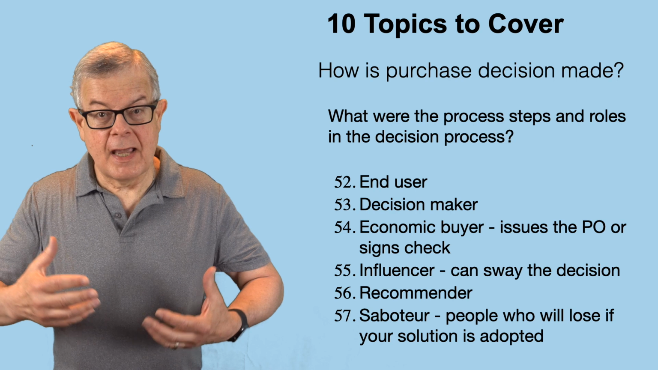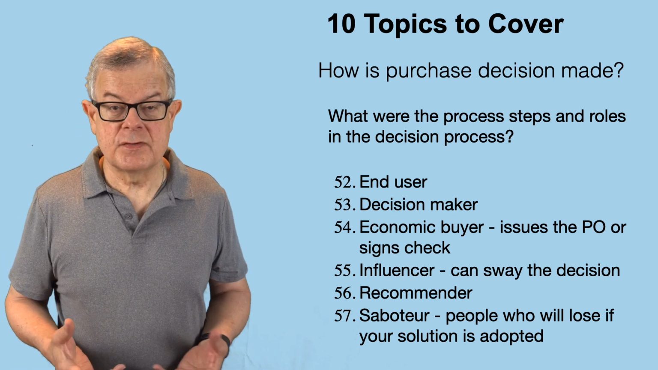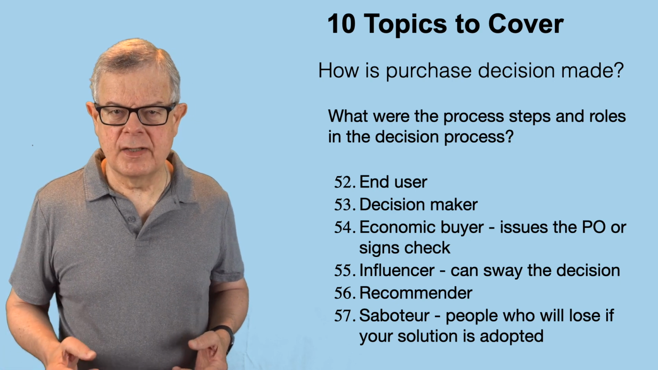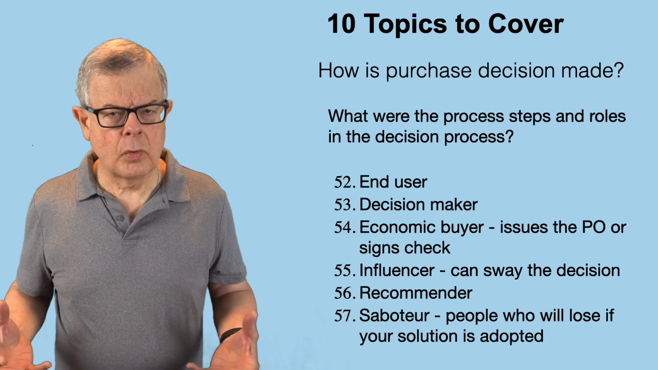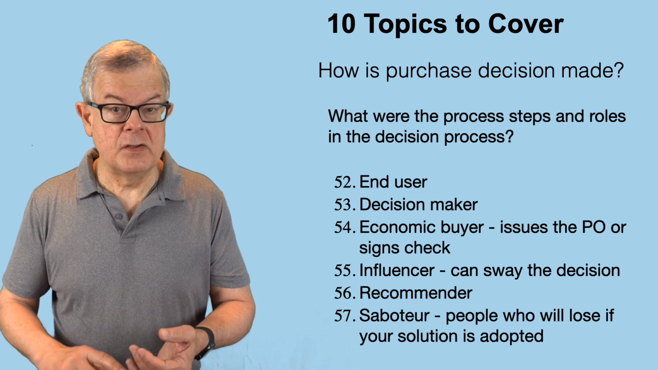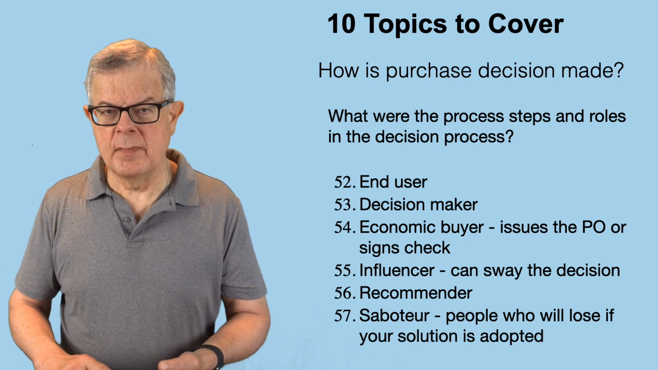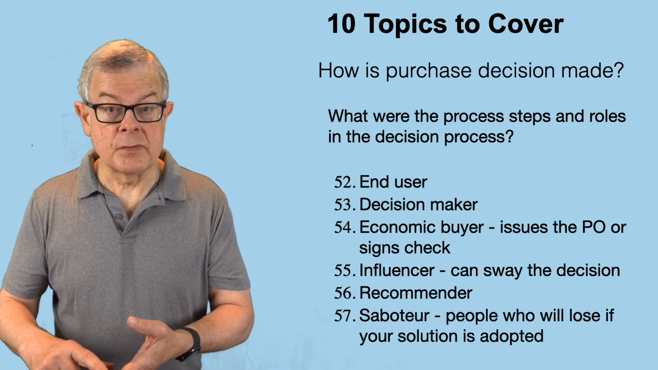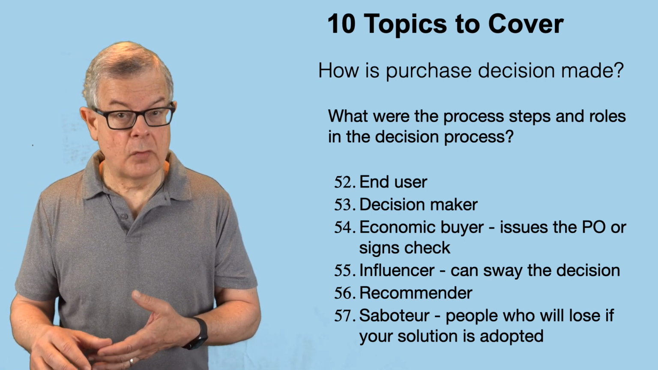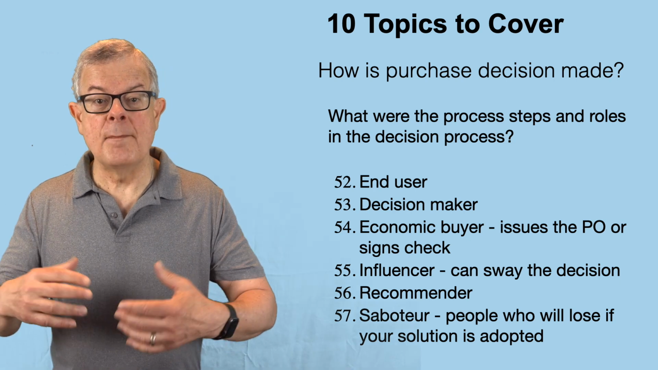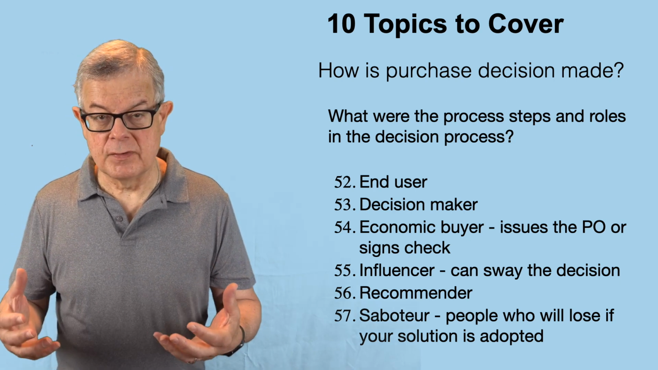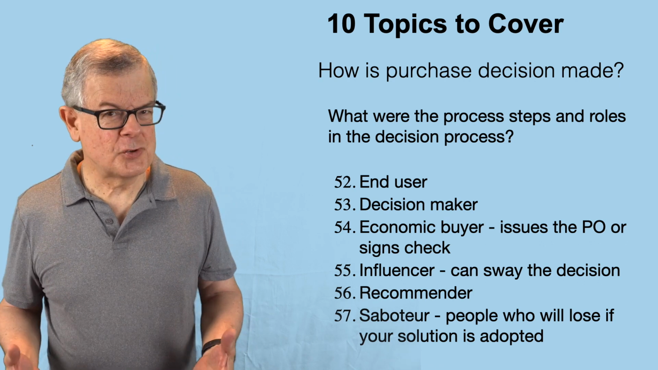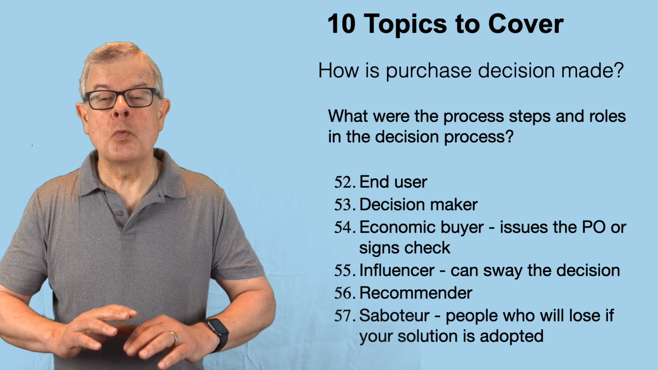So you might want to ask, how did you make your last purchase decision of a product in this area? Can you walk me through each step in the process? And who was involved? What were the roles? What was the role of, say, the end user? Who was the final decision maker? Who's the economic buyer that actually does the purchase? Who are influencers who have input to the decision but don't make the final decision? Are there recommenders who make recommendations based on technical analysis or whatever? And are there potential saboteurs, people who will lose?